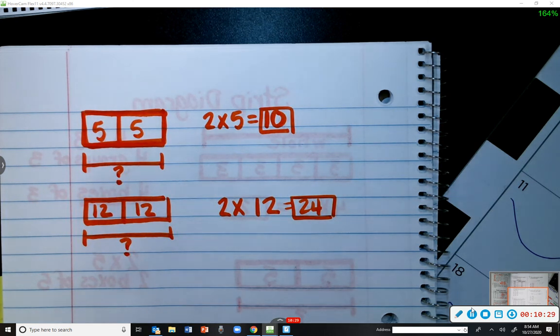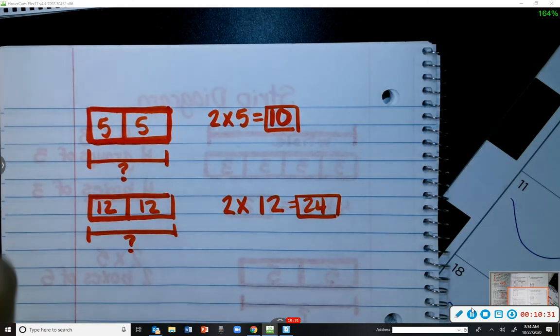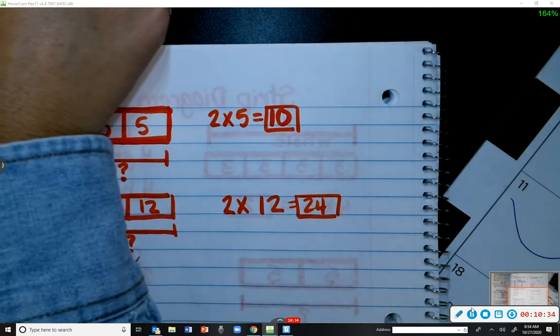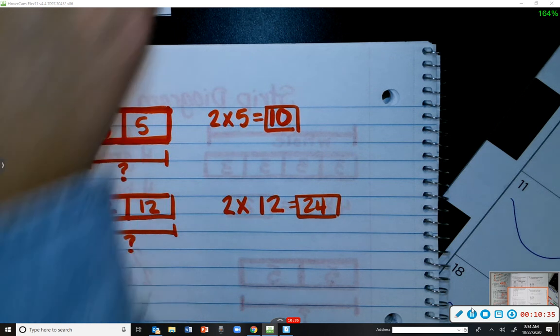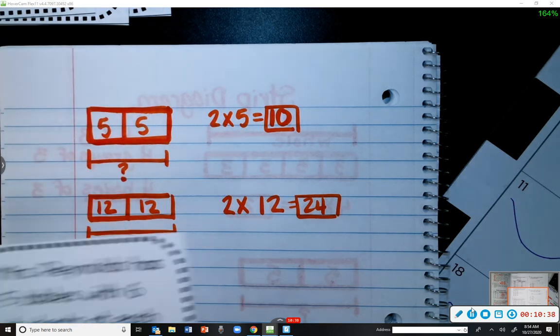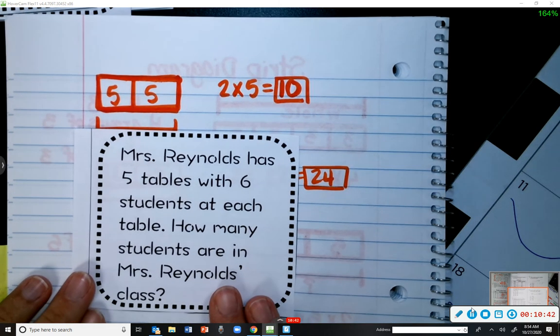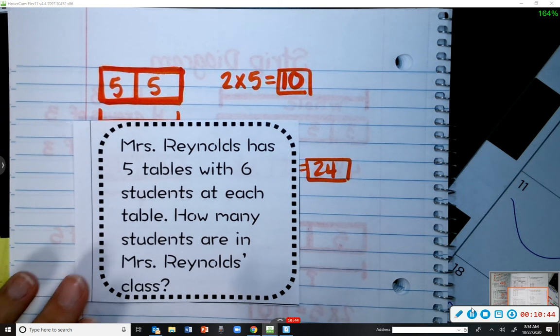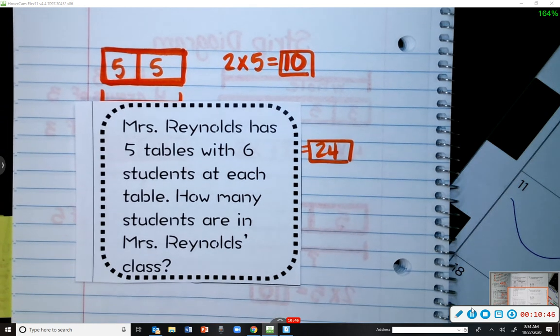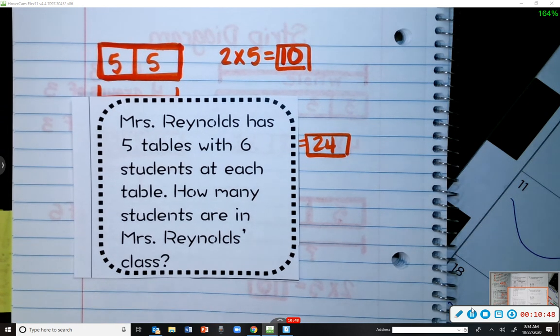Okay, next one. Mrs. Reynolds has 5 tables with 6 students at each table. How many students are in Mrs. Reynolds' class? Okay, draw your strip diagram to represent.